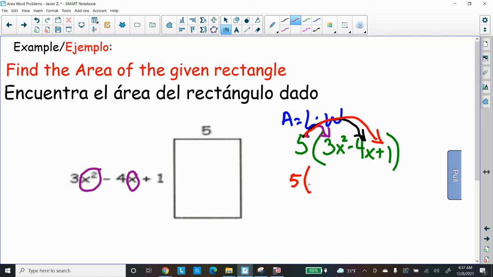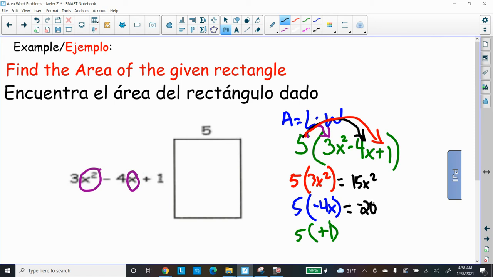5 gets multiplied by the 3x squared. 5 is going to get multiplied by the minus 4x. And 5 is going to get multiplied by the plus 1. And let's wrap it up. 5 times 3 is 15. Don't forget the x squared. 5 times minus 4x is minus 20x. And last but not least, 5 times 1 is positive 5.